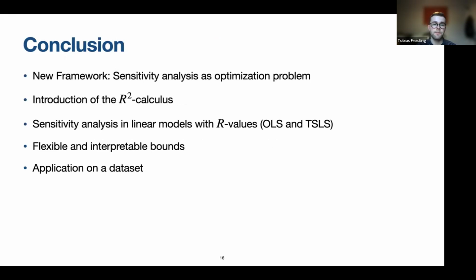So in conclusion, we introduced a new framework for sensitivity analysis by casting it as a constraint optimization problem, and thus giving researchers a lot more opportunity to express their domain knowledge. We introduced the R-square calculus as a system of its own, which is quite handy. And we conducted sensitivity analysis in a linear model using R values. We proposed flexible and interpretable bounds for researchers. And last but not least, we applied this on a data set.